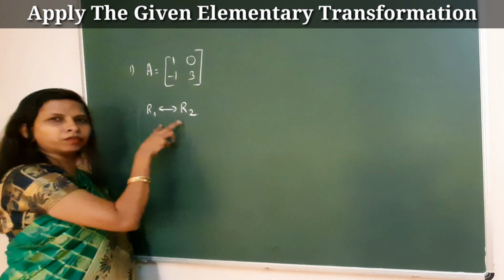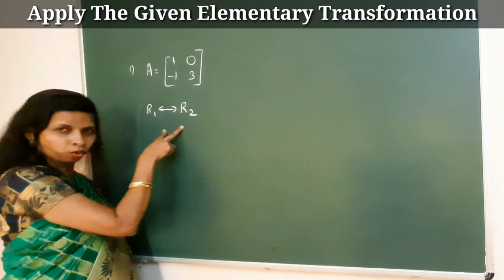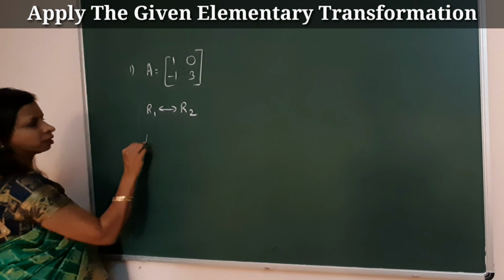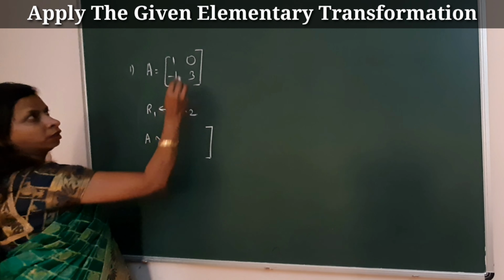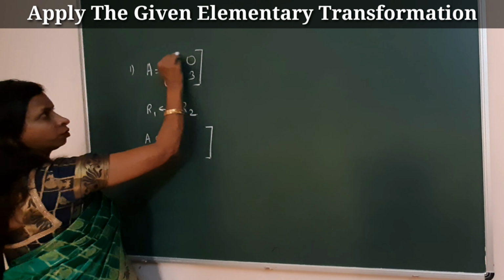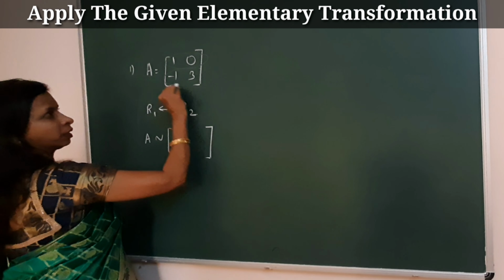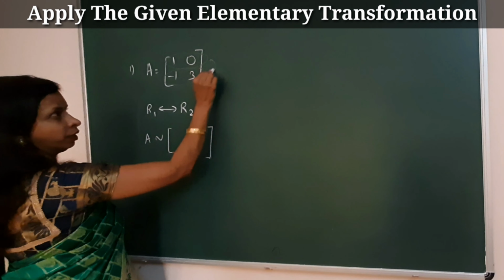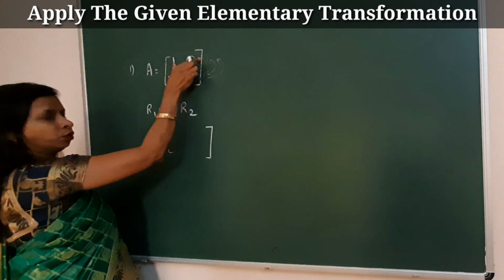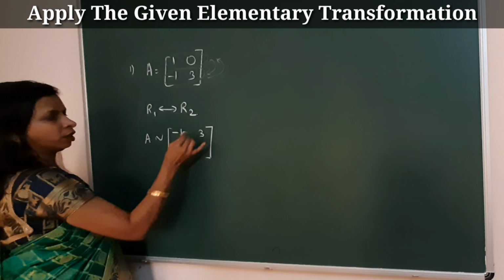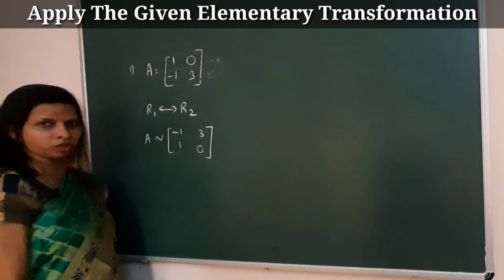This denotes we need to interchange the rows. So what will be my answer? A is equivalent to, this is my first row and this is my second row. I need to interchange this. So both the elements of the second row will come to first: -1, 3, 1 and 0.